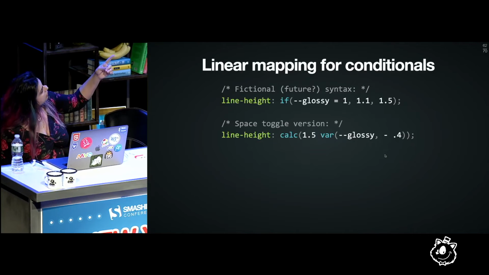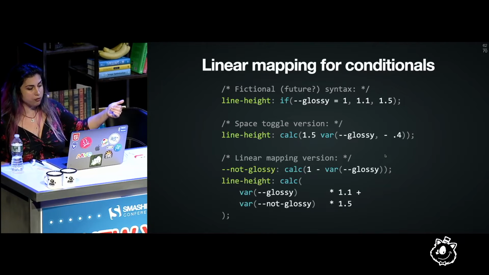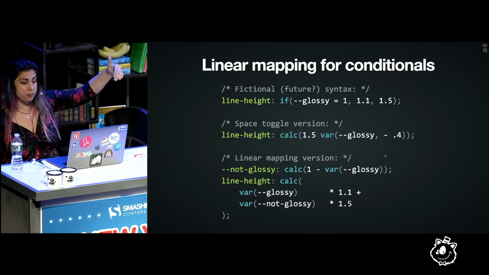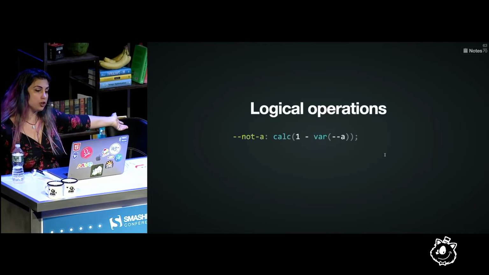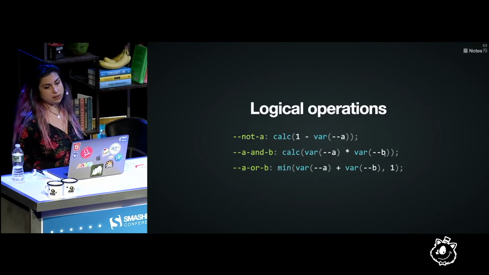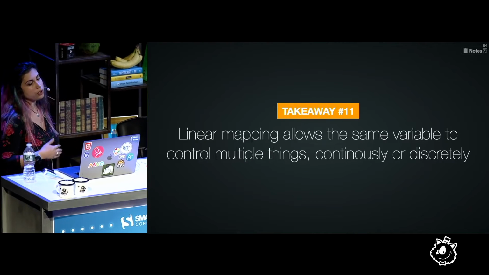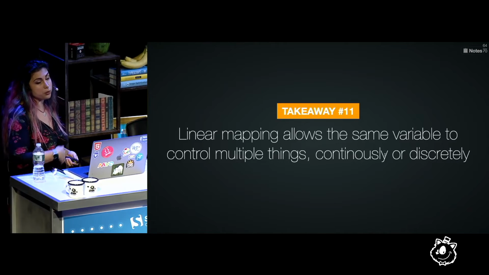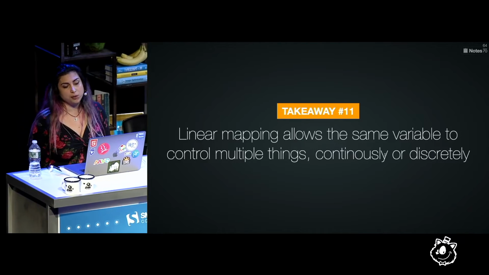Like, here's the conditional we saw before with space toggle, and here's how nice it can look with the linear mapping version, which I think is easier to read because you can actually see both values right there. Whereas with space toggle, you have to define the other value through a delta. And that way, we can also do logical operations, not, and, or, XOR, whatever, because this is just Boolean algebra. So that way, you can use the same variable to control multiple things and essentially create higher level custom properties, which is something that we saw we can't directly do yet, but using this hack, you can.